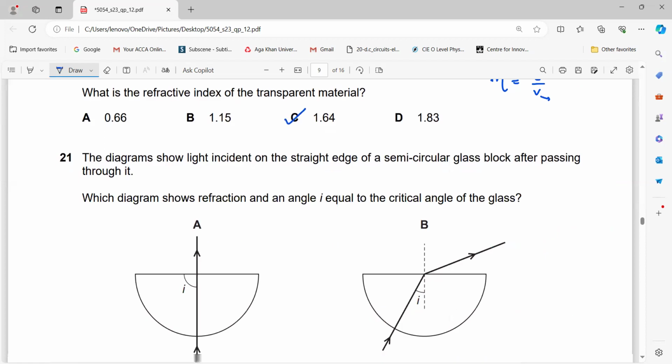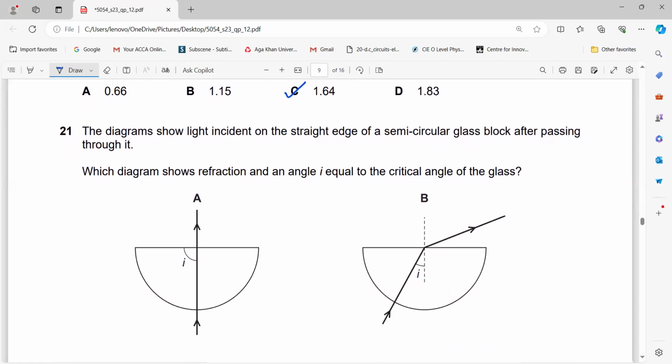Now, it says the diagram shows the light incident on a straight edge. Now, you need to understand always, I'm not reading the question right now, I'm just asking you: when the light is incident perpendicularly onto the surface of a material, it does not bend. It just goes undeviated.